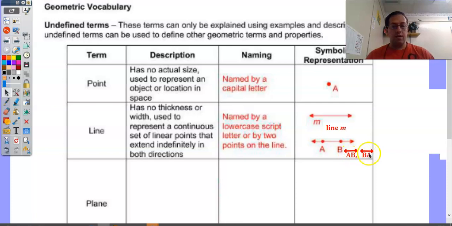Line AB, line BA. If I'm using the lowercase script letter, I have to have the word line in front of it. Do not put this little line above a lowercase letter like that. That's no good. Bad form.